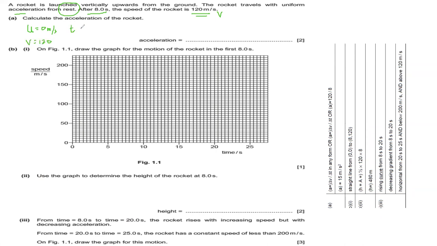And how much time it took to change the speed? That's equal to 8 seconds. We have to calculate the acceleration of this rocket. Acceleration is change in the velocity divided by time. So it is V minus U divided by T. V is the final speed, which is 120. U is the initial speed, that is 0. And the time interval, it took 8 seconds. So 120 minus 0 divided by 8. So that is equals to 15 meter per second square, the acceleration of this rocket.